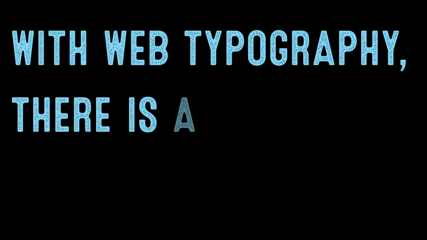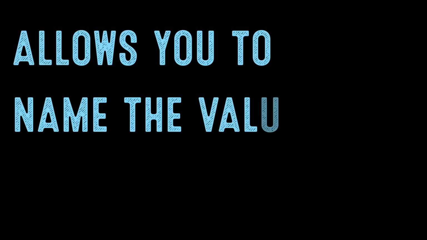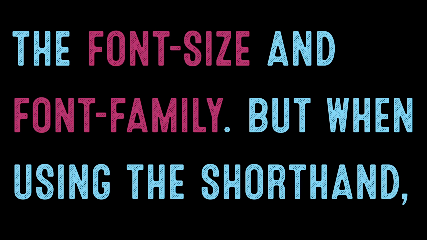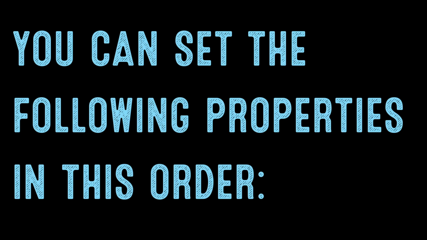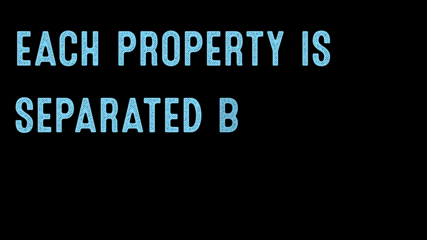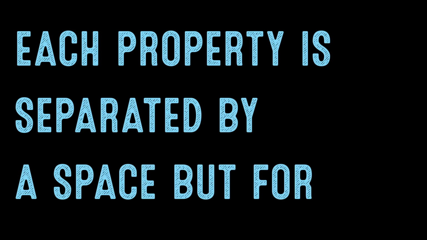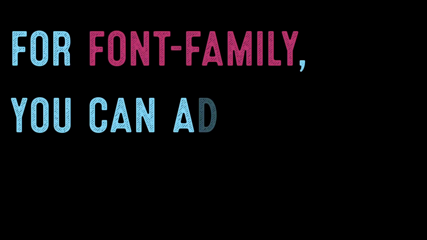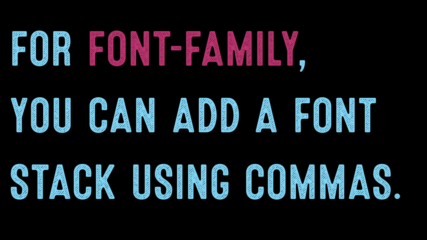With web typography, there is also a shorthand that allows you to name the values of several font properties all at once. At a minimum, you must include the font size and font family. But when using the shorthand, you can set the following properties in this order: font style, font variant, font weight, font stretch, font size, line height, and font family. Each property is separated by a space, but for font size and line height, add a slash in between. For font family, you can add a font stack using commas.